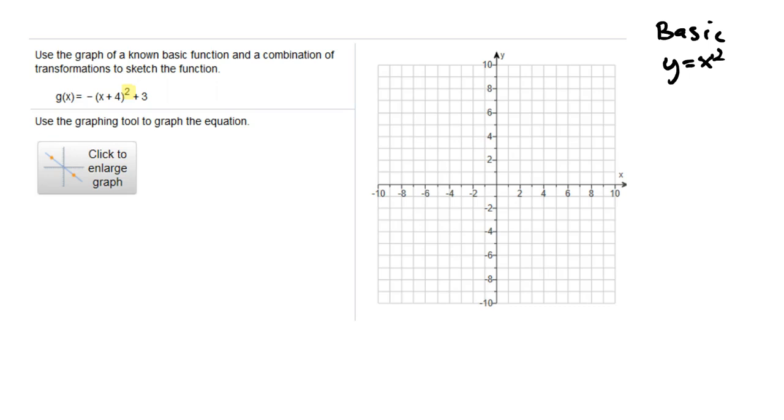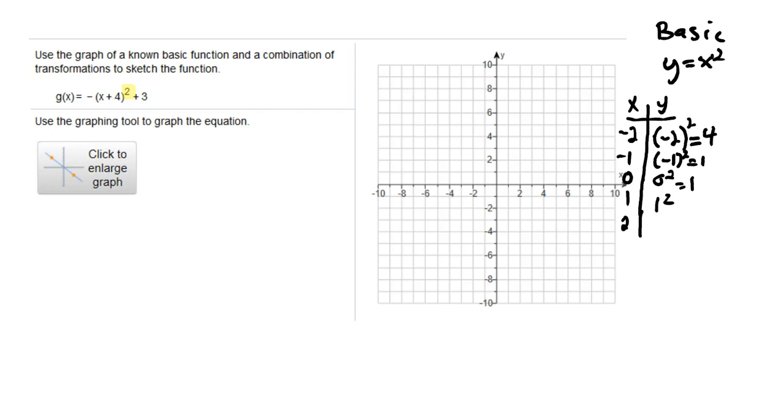Now, if we don't already know what that graph looks like, we can plot points, choosing x values and finding y values. So I would choose my standard set of points, -2, -1, 0, 1, and 2, and substitute those into the basic equation. So I'm substituting -2 in for x. -2 squared is a positive 4. -1 squared is positive 1. 0 squared is 0. 1 squared is 1. And 2 squared is 4. That gives us a set of ordered pairs: -2, 4. Sorry, that's -1, 1. 0, 0. 1, 1. And 2, 4.